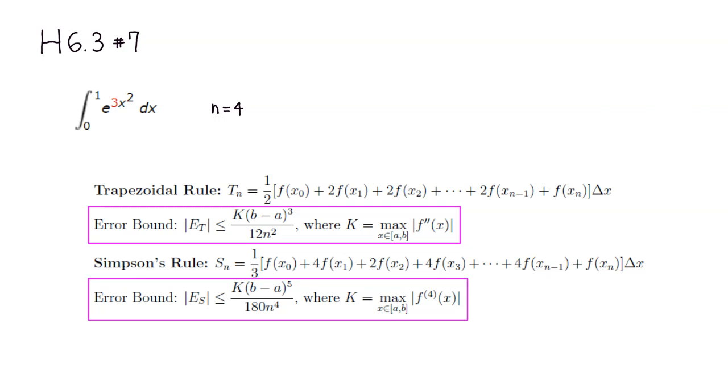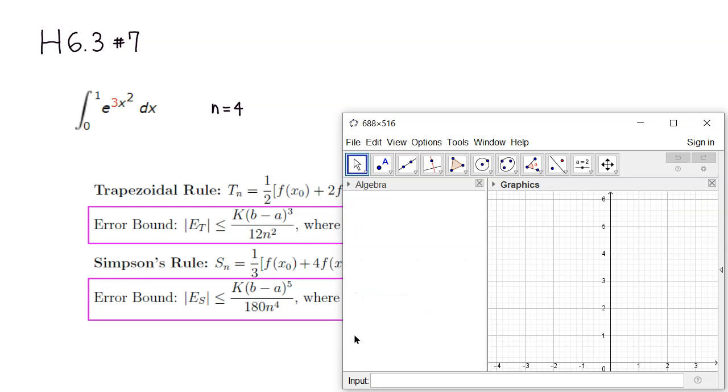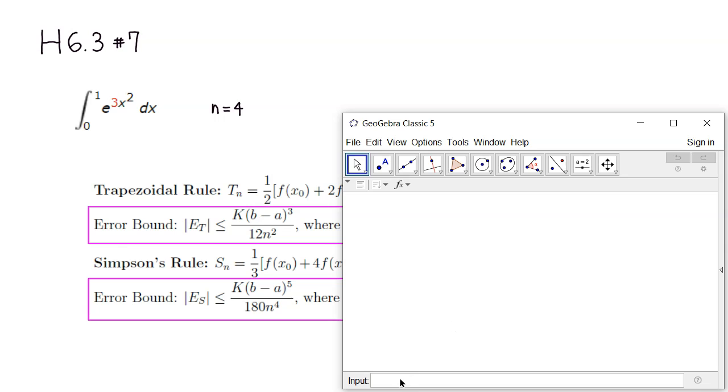I'm going to bring up GeoGebra, and we don't need graphics, so I'm going to just X that out. Now I'm going to define function f. So f of x is equal to e to the 3x squared. Then hit enter. So we have a function already defined.